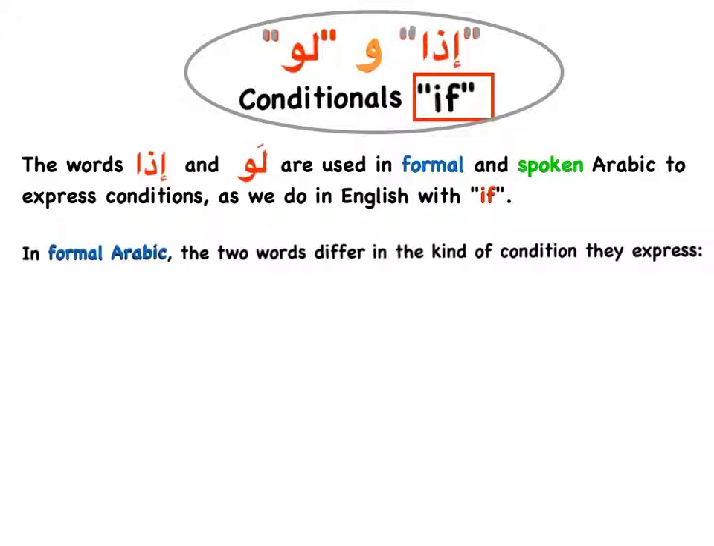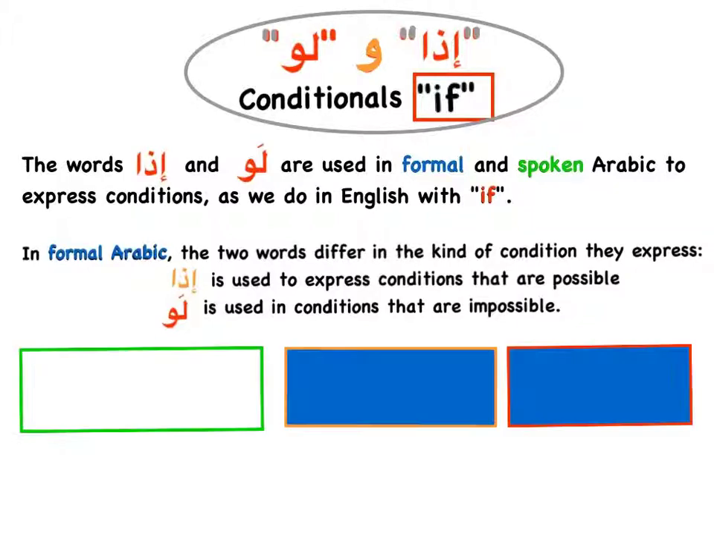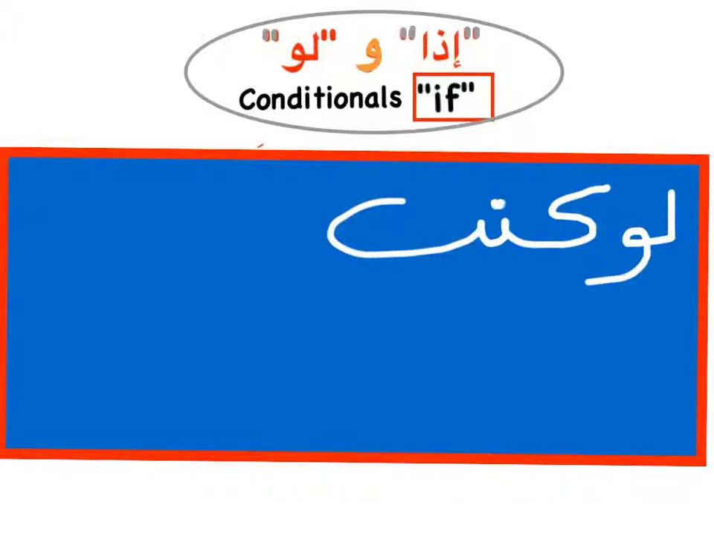So we have لو, إذا, both express condition, but the kind is different. So إذا is used to express conditions that are possible, and لو is used to express conditions that are impossible. So إذا possible, لو impossible. Now we're gonna show you some examples of the use of إذا and لو in فصحى and عامية. So with لو, the easiest example and most common is لو كنت أعرف. لو كنت أعرف is had I known.